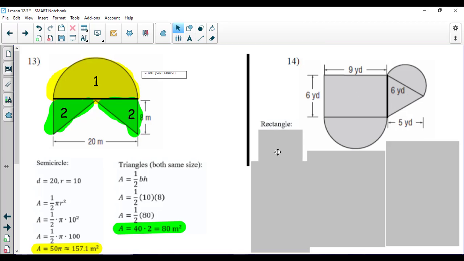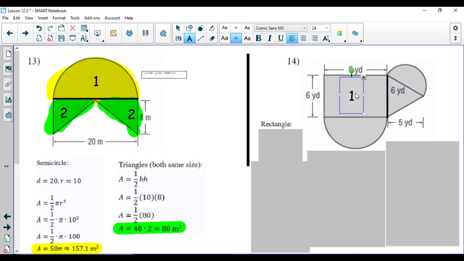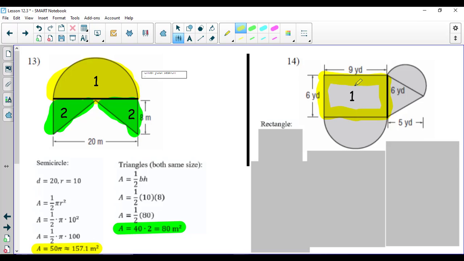So I'm actually going to start with the rectangle, which I'm going to call region 1 here. And I will highlight this one in yellow for us. So I'll outline this. Our base and height of this rectangle, or length and width, will be 9 and 6.